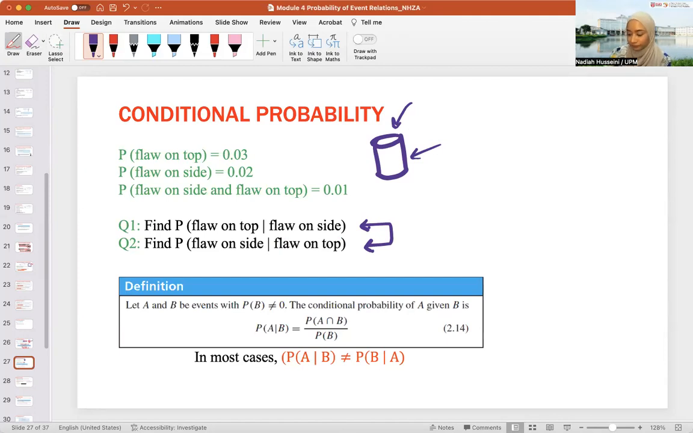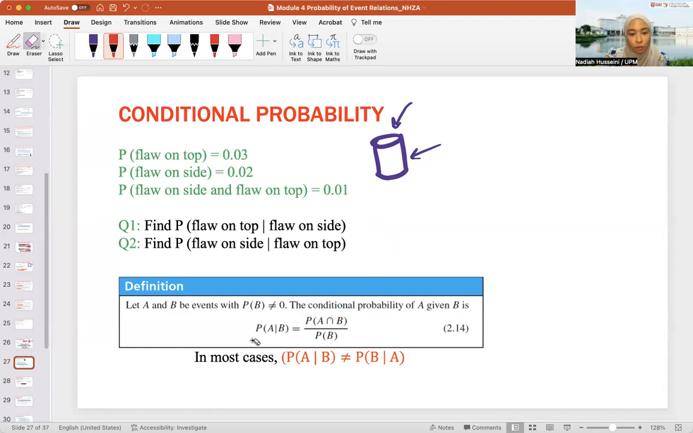Should we find out? Not the same. Okay, anyone feels like it's going to be the same? I want to guess that it's going to be the same. So let's see if question 1 and question 2 will give us the same answer.